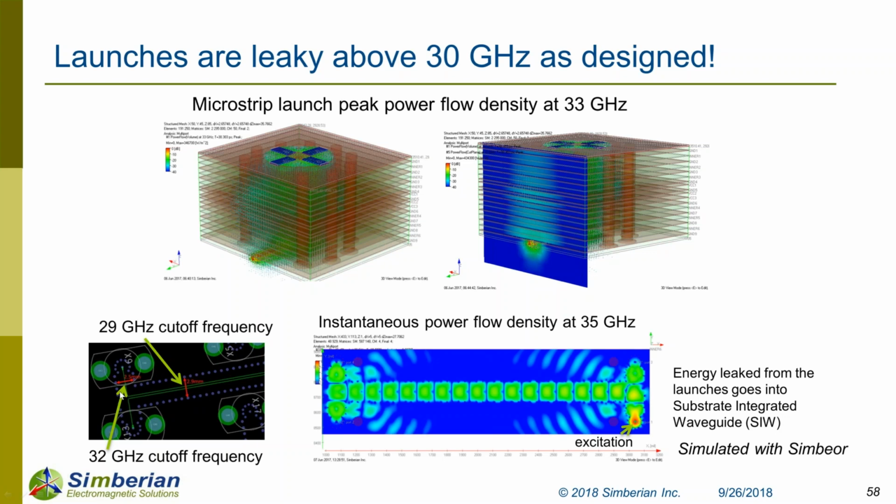The only way to do it at high frequencies is to put stitching vias. Stitching vias were placed there, but the distance was a little too large for this frequency range up to 50 gigahertz. Basically, you've got a cutoff frequency of 32 gigahertz for the first waveguide and 29 gigahertz for the second waveguide, this wider one. And the energy propagated between those interplane areas.